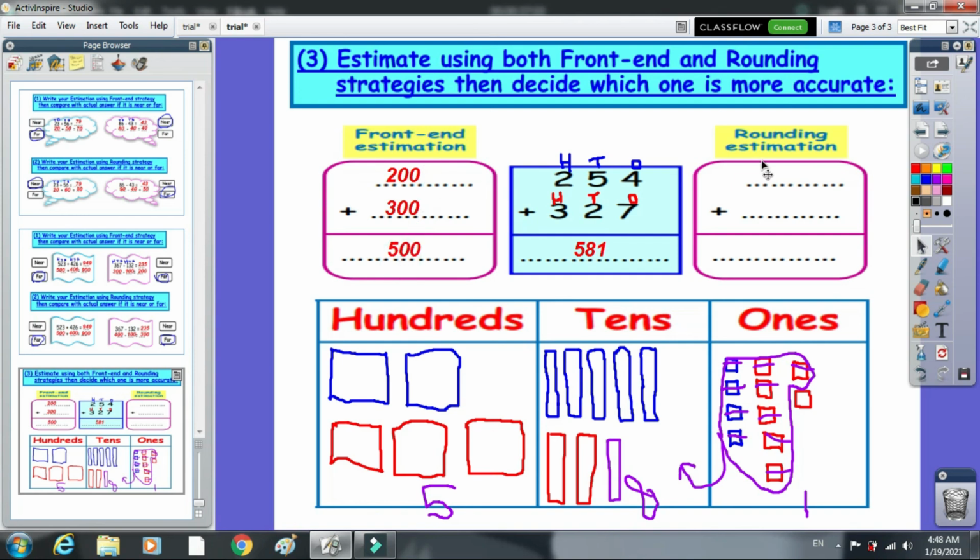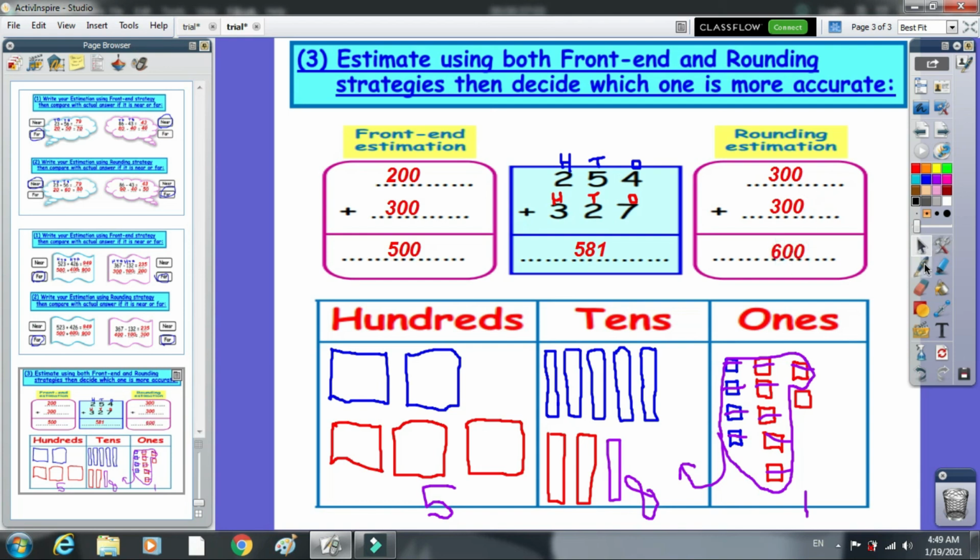And if we rounded each number to get the estimated sum, we will round 254. We will round it up to be 300 because 5 here is a strong number, so it will add 1 more to the 200 to be 300. And we will round 327 down to be 300. And now 300 plus 300, it equals 600.